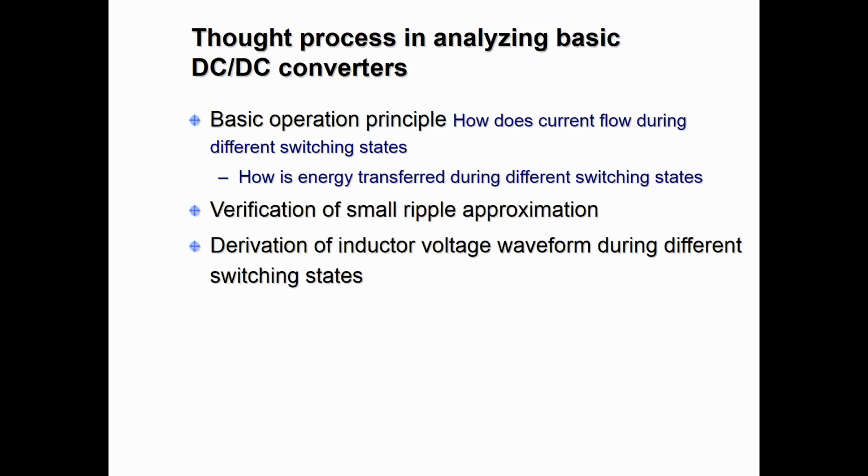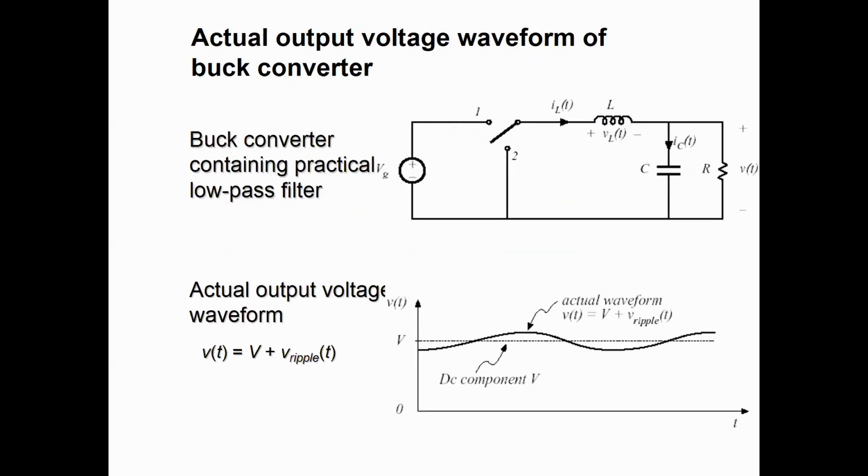So what is their analysis, how they operate, how the energy is transferred, where is the small ripple approximation, where is the derivation. We will go through this process. So first of all, what is the actual output waveform of a buck converter? That is actually a buck converter having a low pass filter.